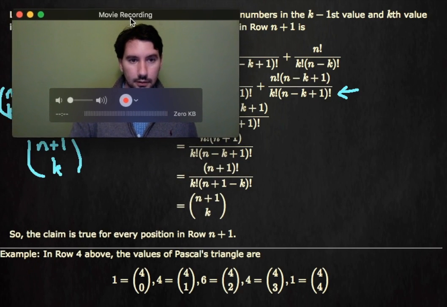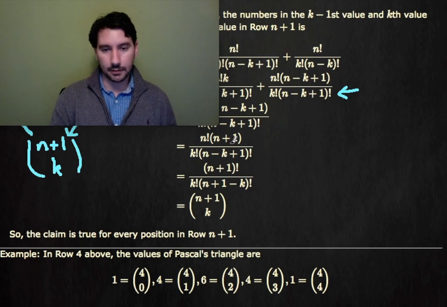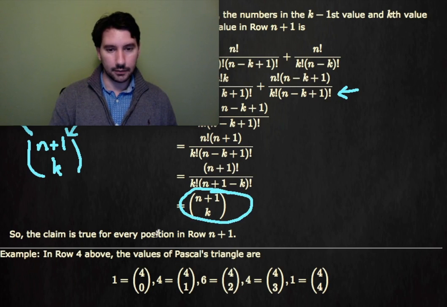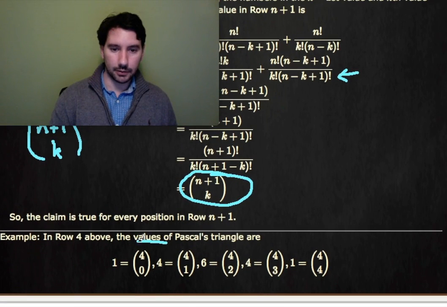N factorial times n plus 1 is n plus 1 factorial, right? Because this is the product 1, 2, 3 up to n, and then we're also multiplying by n plus 1. And by definition, that's n plus 1 choose k, because it's n plus 1 factorial divided by k factorial times n plus 1 minus k factorial. So that is the result that we wanted, and therefore the claim must be true for every position in row n plus 1, and thus is true for row n plus 1. So I show the example here with 4 once again.